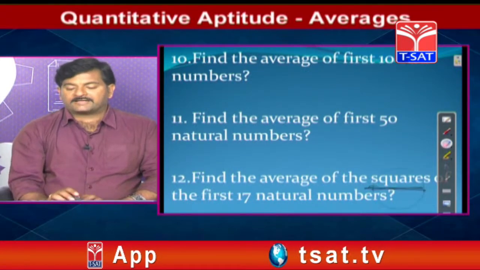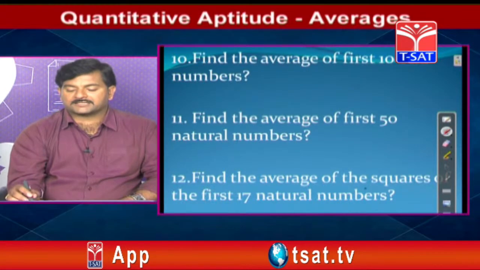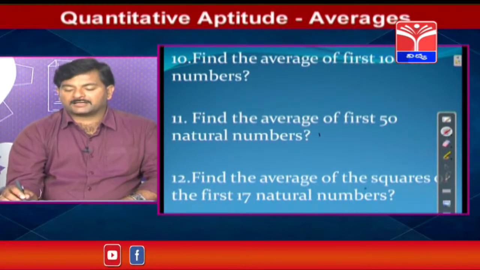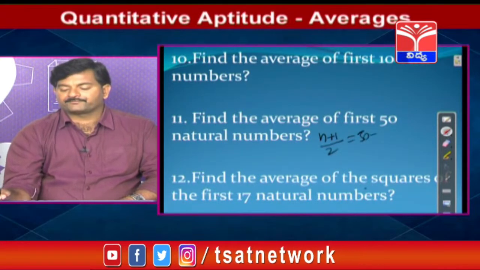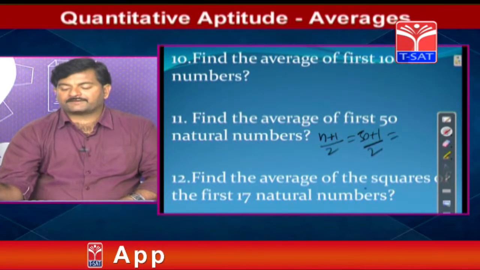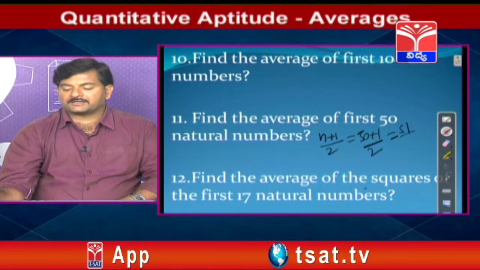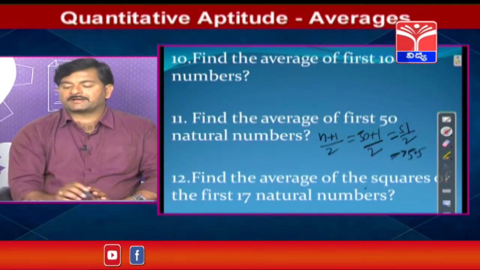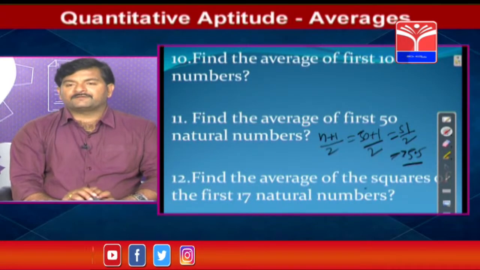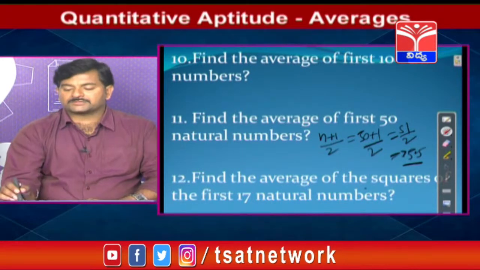Find the average of the first 50 natural numbers. The formula is n plus 1 by 2. Simply 50 plus 1 by 2, which means 51 by 2, so we can write 25.5. So 25.5 is the average of the first 50 natural numbers. The formula is n plus 1 by 2; you can solve it simply.